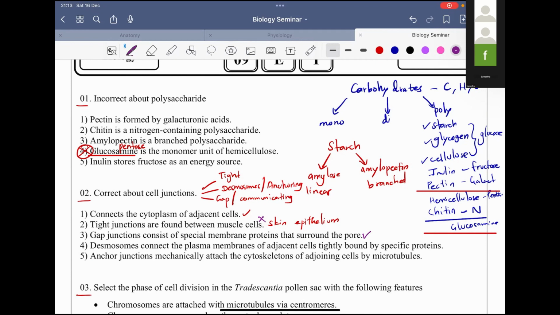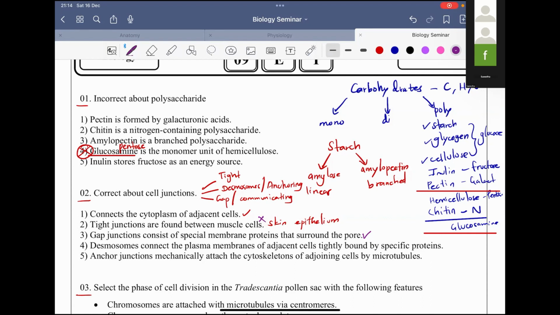So that is why I told you there are quite a few mistakes here. Those two statements are correct, so there is not exactly one answer there. You won't get such questions in your final paper. Here we will just try to remove all the confusion. Gap junctions consist of special membrane proteins that surround the pore, which allows ions, sugar, amino acids, and also allows signal and material exchange between the cells through direct connections.